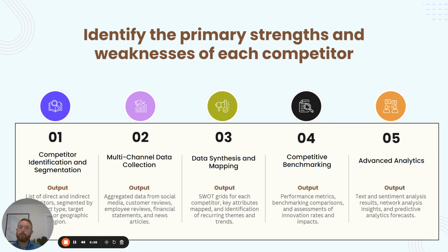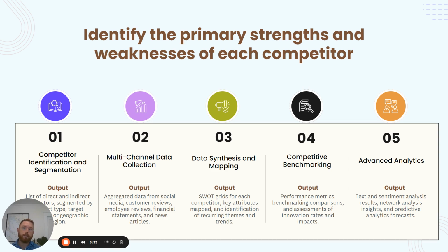Thirdly, data synthesis and mapping. So the output here will be a strengths, weaknesses, opportunities, threats grid. I have loads of them, so just contact me if you want one, the ones that I use, or else just use one off the internet. You can easily download them for free. So identify recurring themes and trends through the collected data. Map key attributes such as product quality, customer service, innovation, and market reach against each competitor.